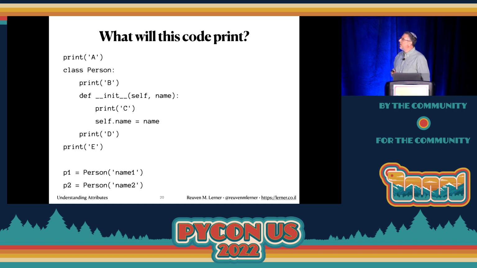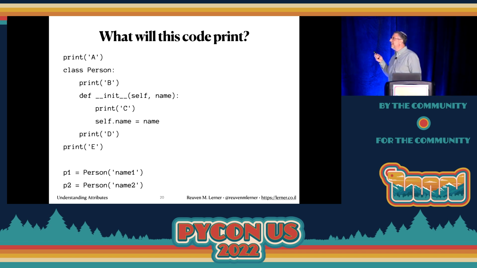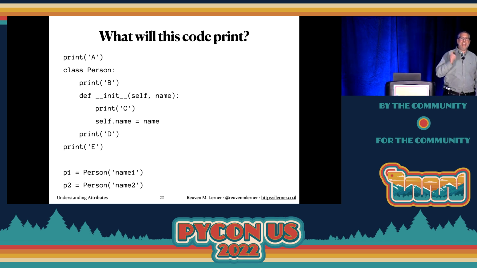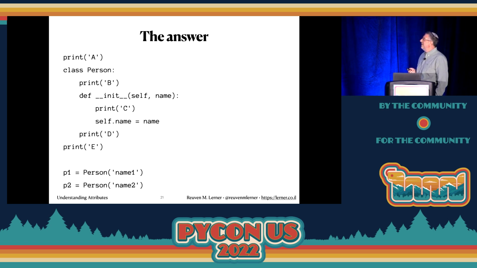What will this code print? So I took basically what I had here with the person class, and I got rid of the population stuff, and I added a few print statements. So the question is, what will be printed in what order? And I am such a nice guy, I will give you a hint. A will be printed first. After that, you're kind of on your own. All right, fine, I'll reveal the answer. The answer is A, B, D, E, C, C.